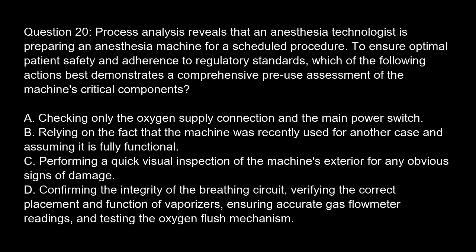Option A. Checking only the oxygen supply connection and the main power switch. Option B. Relying on the fact that the machine was recently used for another case and assuming it is fully functional. Option C. Performing a quick visual inspection of the machine's exterior for any obvious signs of damage. Option D. Confirming the integrity of the breathing circuit, verifying the correct placement and function of vaporizers, ensuring accurate gas flow meter readings, and testing the oxygen flush mechanism.